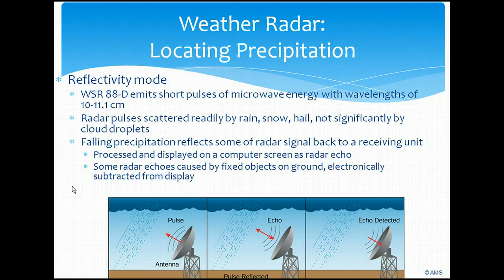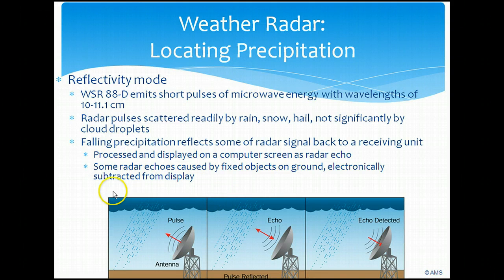Today there are approximately 186 of the newly advanced WSR-88D weather radar units monitoring conditions over much of the nation, with most being operated by the National Weather Service and some by the Department of Defense.